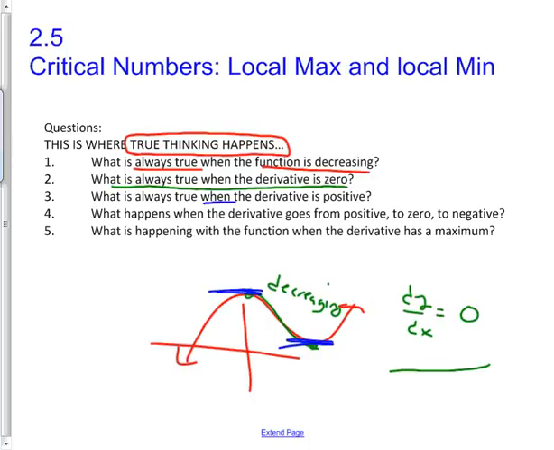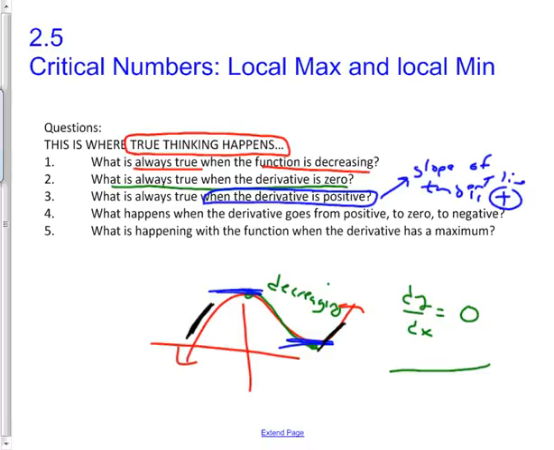What's always true when the derivative is positive? So when the derivative is positive, that means that the slope of the tangent line is positive. So where is the slope of the tangent line positive? Well, here it's positive. Here it's positive. So if we're thinking about when the derivative is positive, what's going to be true about the function? Just as you're following along, we're going to answer these questions pretty concisely, but right now, these are the 5 questions that we're going to be looking at.